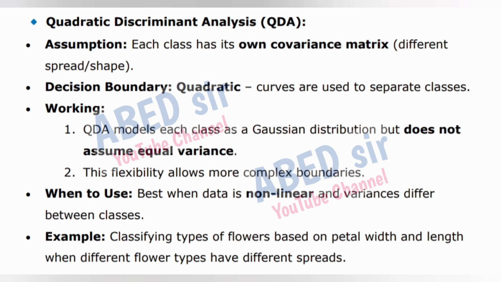Quadratic discriminant analysis, QDA. Assumption: each class has its own covariance matrix, different spread shape. Decision boundary: quadratic curves are used to separate classes. Working: 1. QDA models each class as a Gaussian distribution but does not assume equal variance. 2. This flexibility allows more complex boundaries. When to use: best when data is nonlinear and variances differ between classes. Example: classifying types of flowers based on petal width and length when different flower types have different spreads.